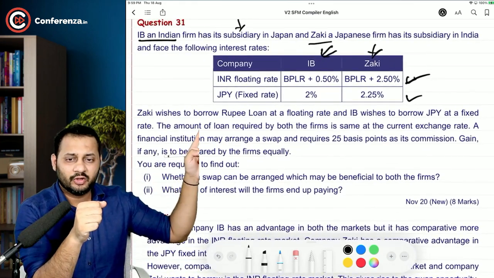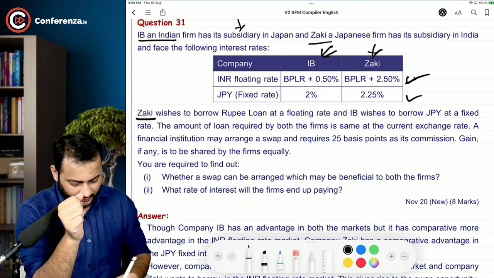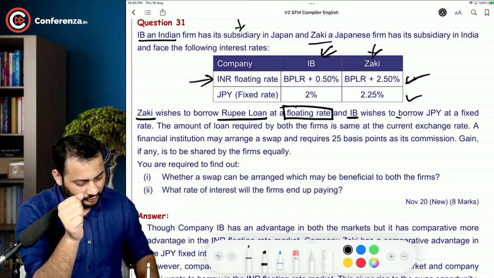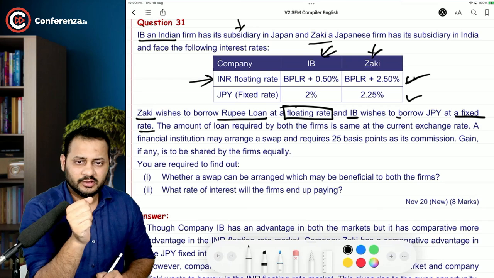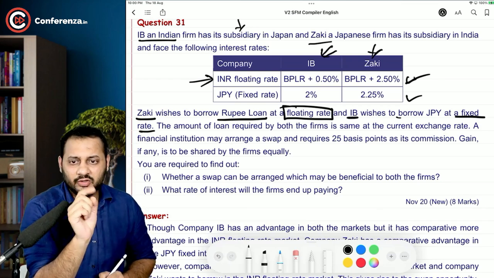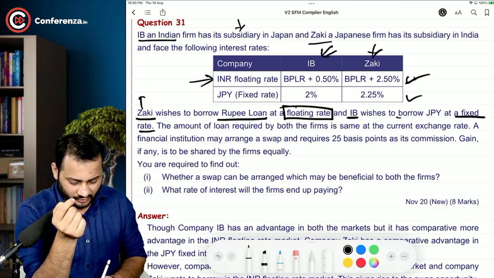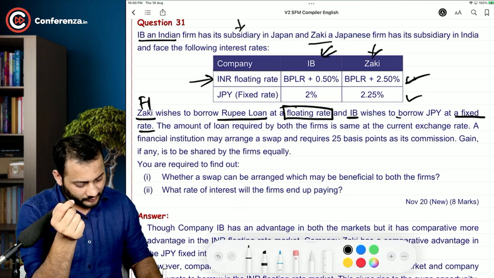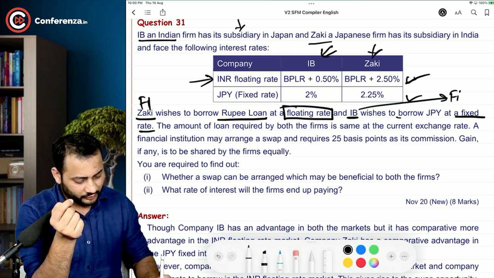Zaki wishes to borrow a rupee loan. Rupee is in floating. And IB wishes to borrow at a fixed rate. So forget about the rupee and Japanese yen. Focus on what Zaki wants. Zaki wants a floating rate loan and IB wants a fixed rate loan.